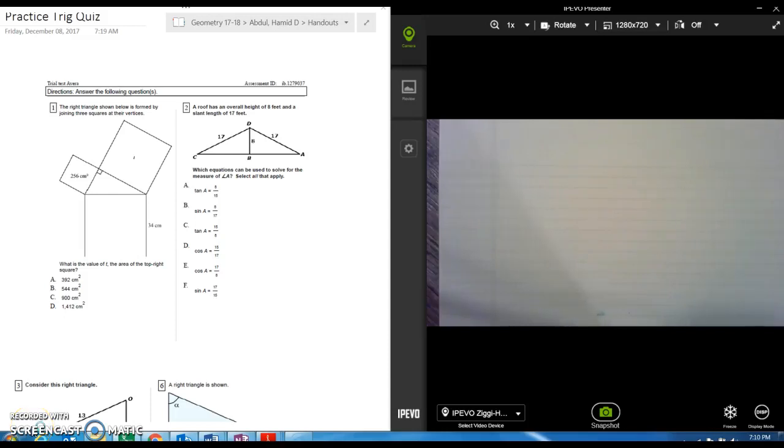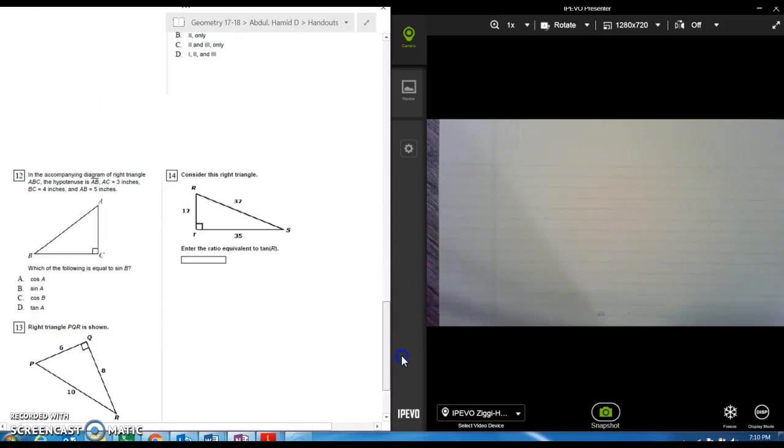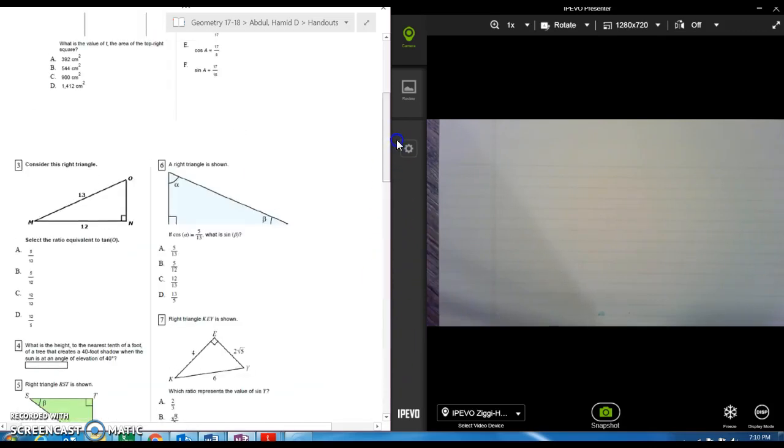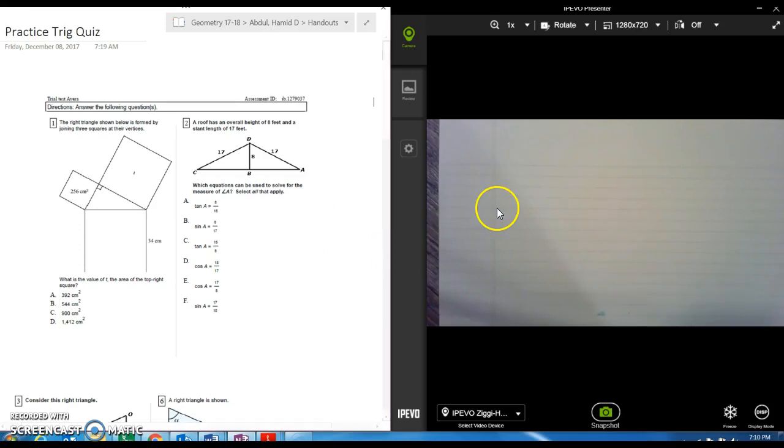Okay, this is the practice quiz over Trig. So there are 14 questions, I think. One of them's missing. On this side, you can see the questions. On this side, I'm going to work it out. Just going to start with number 1.